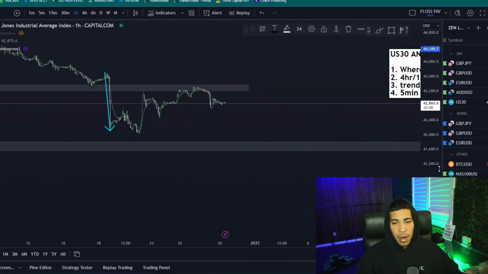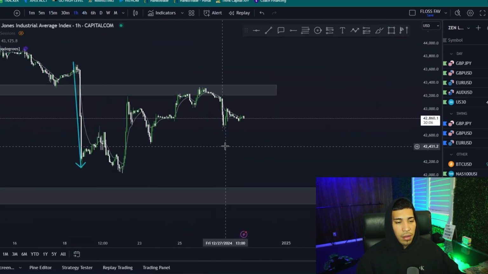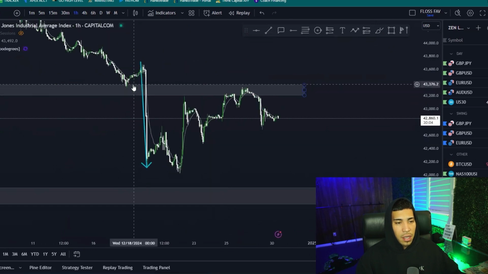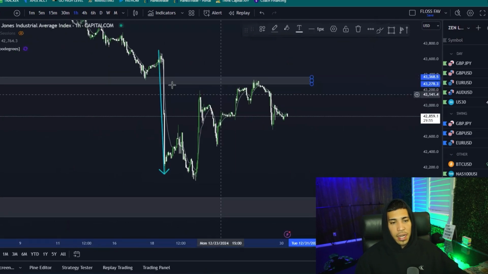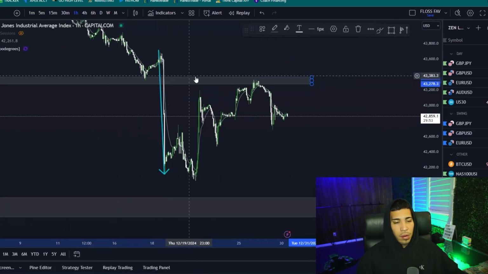Now going down to the 1 hour time frame. Is there anything on the 1 hour that we can see that's close to price? Or can we tighten up the zone that we currently have? Yeah, we can kind of tighten up to where price is currently at. Okay.